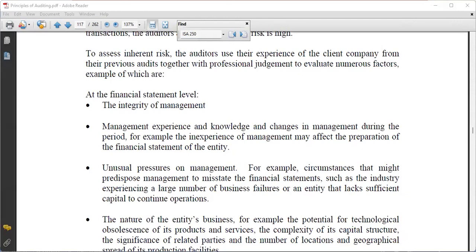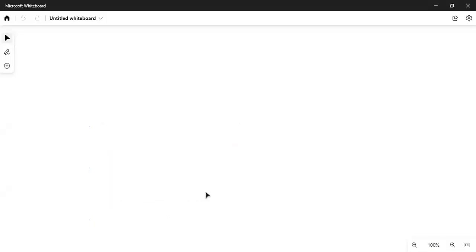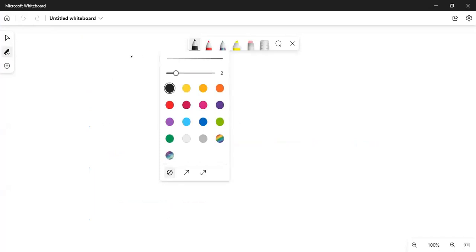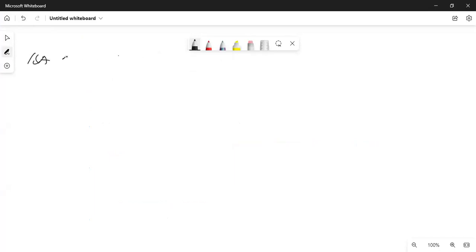So let's consider ISA 250. ISA 250 is just talking about compliance to laws and regulations. So that is where you consider if there is anything that a company is not doing in terms of their compliance to law and regulations. Then the standard says that when you see that, report it. And that is the reason why issues like money laundering has to be reported.